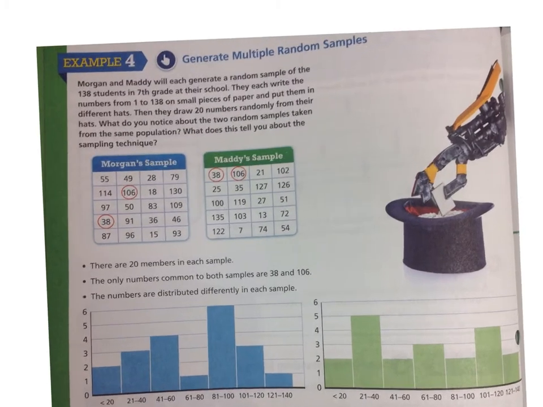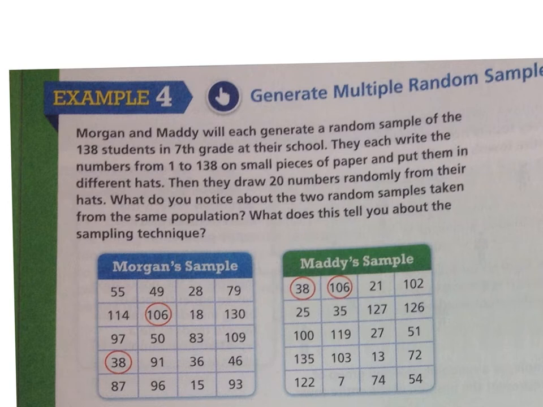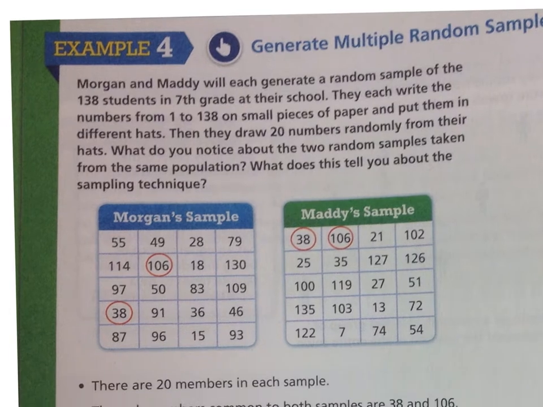Example 4. Morgan and Maddie will each generate a random sample of the 138 students in 7th grade at their school. They each write the numbers from 1 to 138 on small pieces of paper, put them into their different hats. Then they draw 20 numbers randomly from their hats. What do you notice about the 2 random samples taken from the same population? And what does this tell you about the sampling technique?